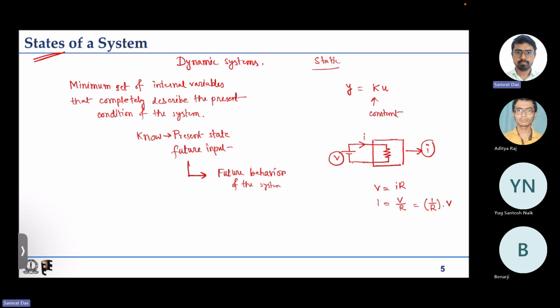Then we have to define the input. So that means input is always known to us. Any future input is known to us. It can be one step ahead or two steps ahead. What we want is always known to us.